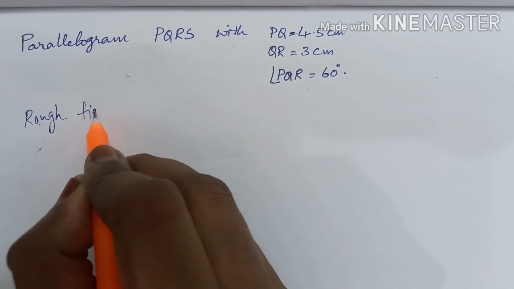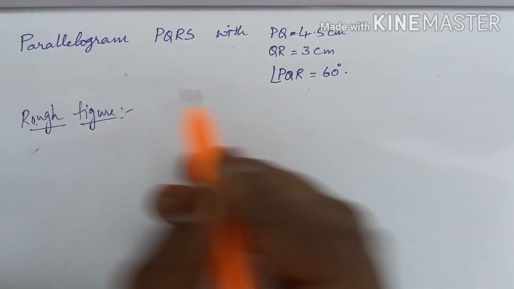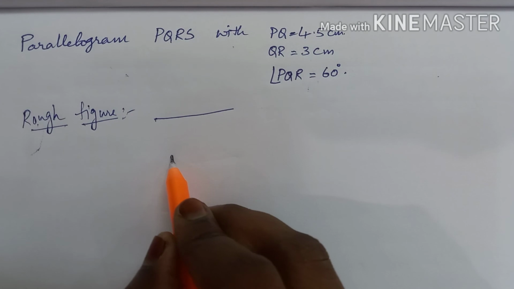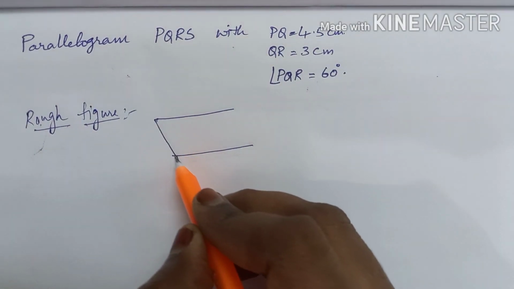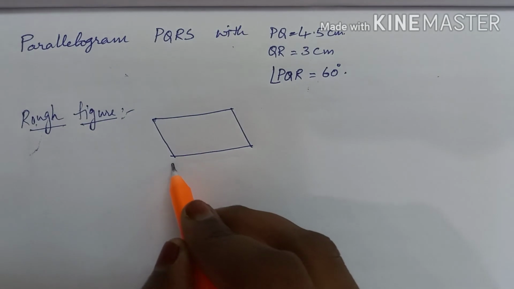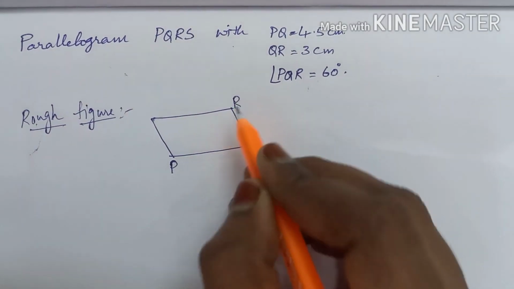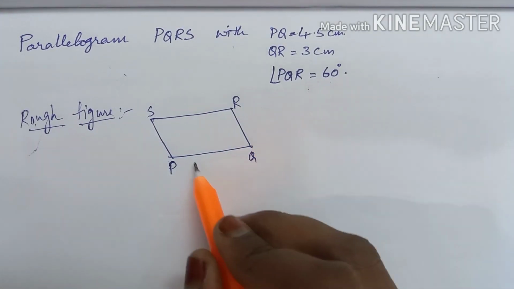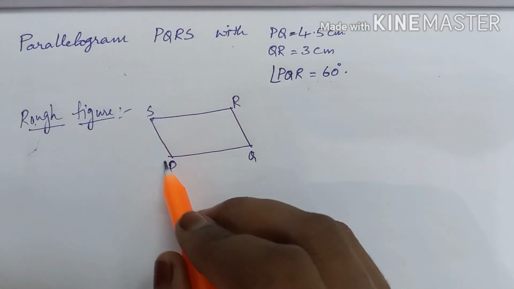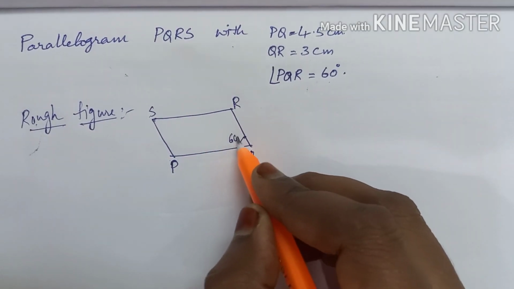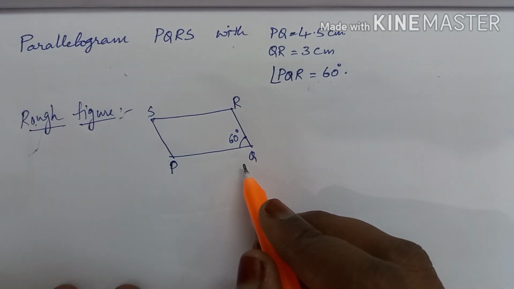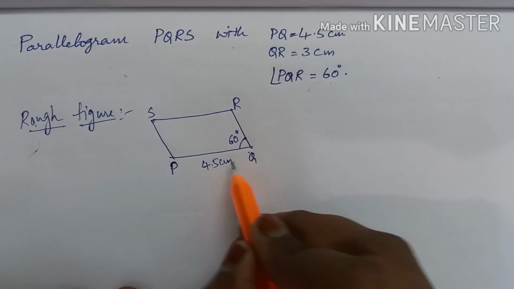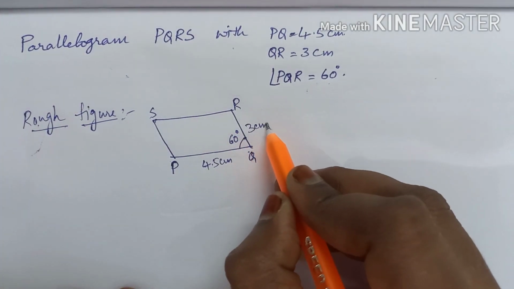So, draw the rough figure. All of you know how the parallelogram will be. P, Q, R. Why? Because here PQR is an acute angle. That's why I draw in this way. So here 60 degrees. Okay, children. Now, what are the measurements? PQ 4.5 centimeters and QR 3 centimeters.